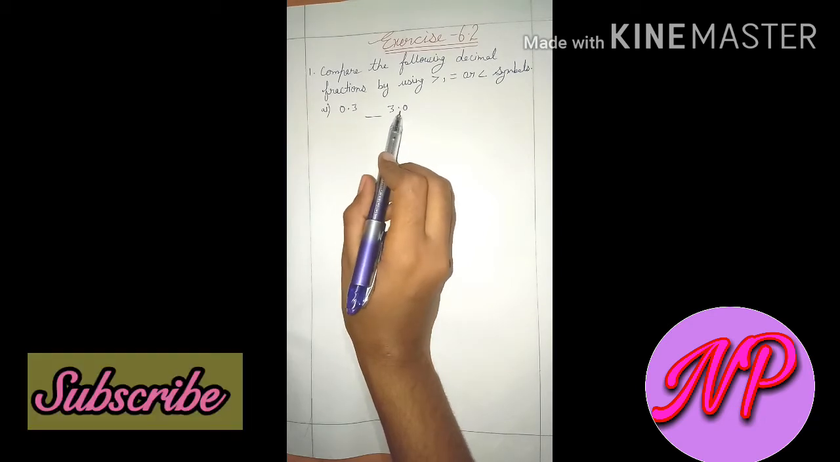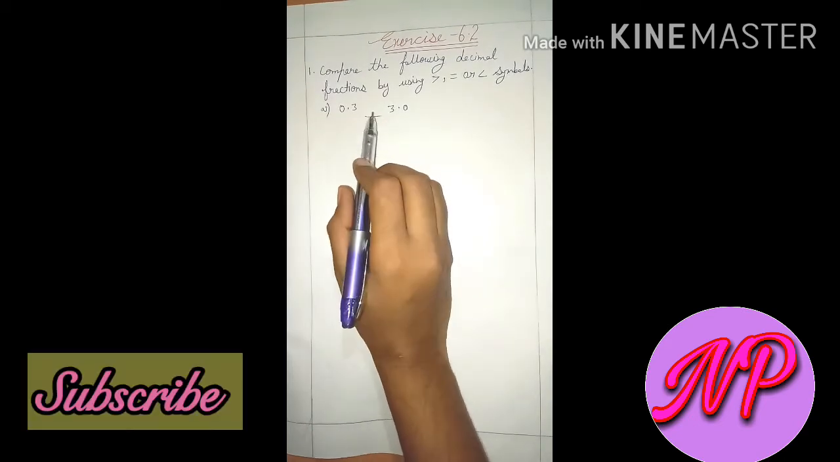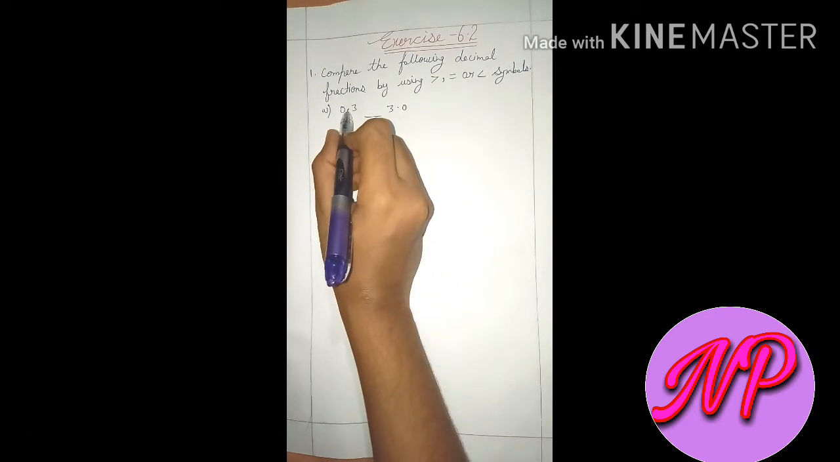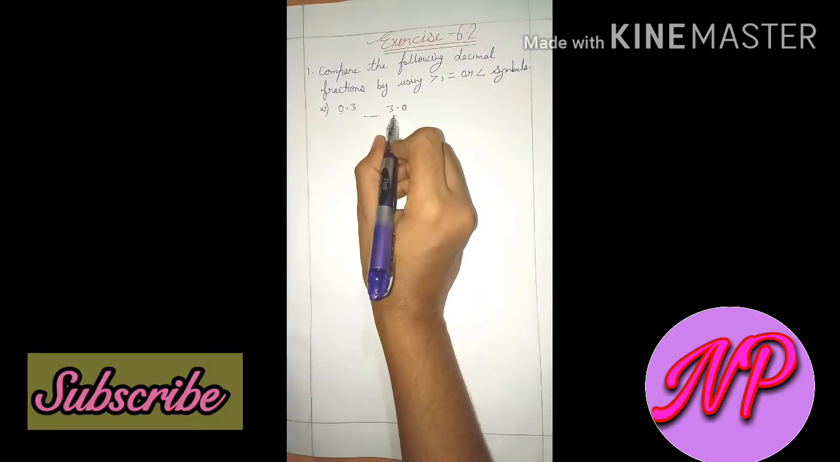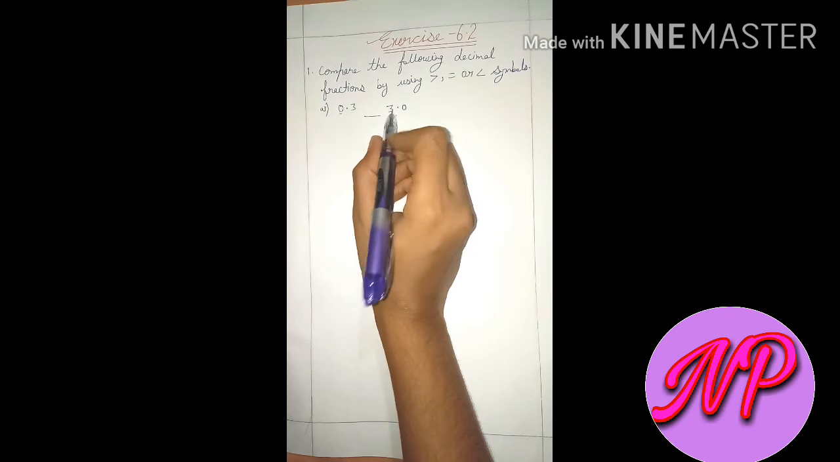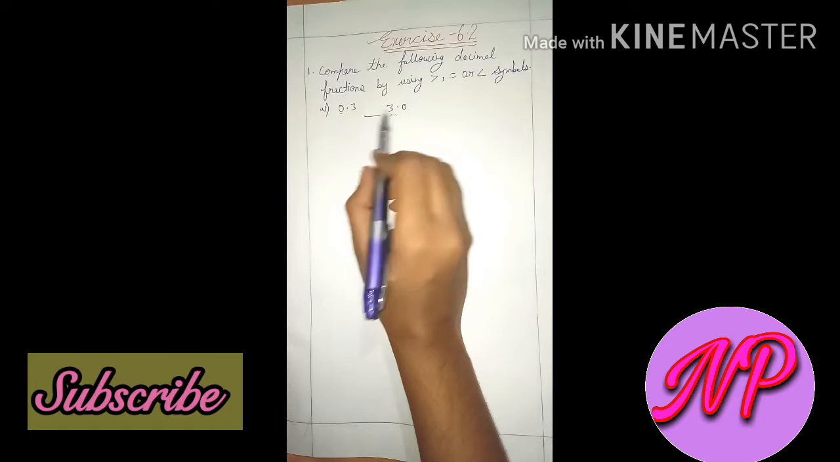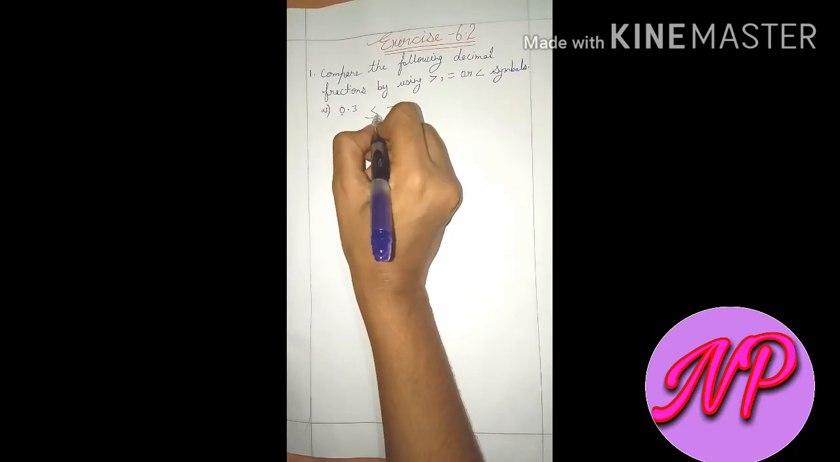0.3 and 3.0. We have to compare two decimal numbers. The first one is 0.3 and the second number is 3.0. When we compare decimal numbers, firstly we check before the decimal. Here before the decimal 0 is given, and in the second decimal number before the decimal 3 is given. On the ones place here 3 is given, and here on the ones place 0. Which one is greater? 3 will be greater, so the greater number will be this.